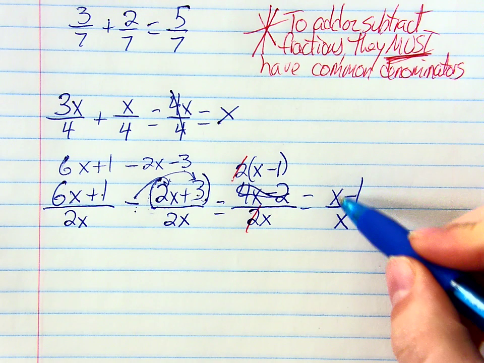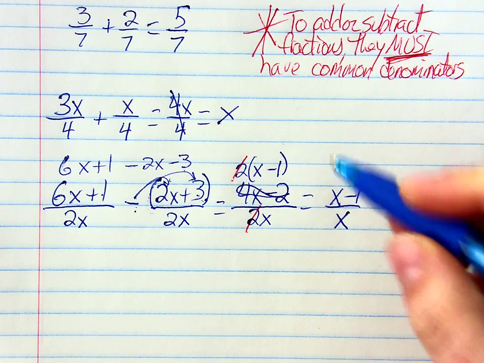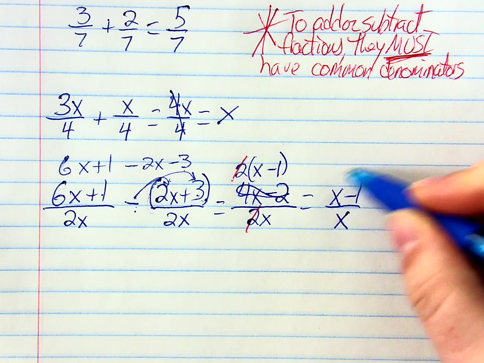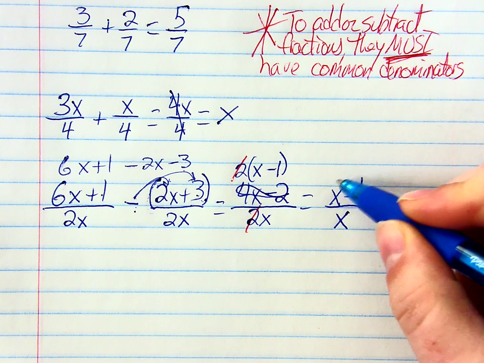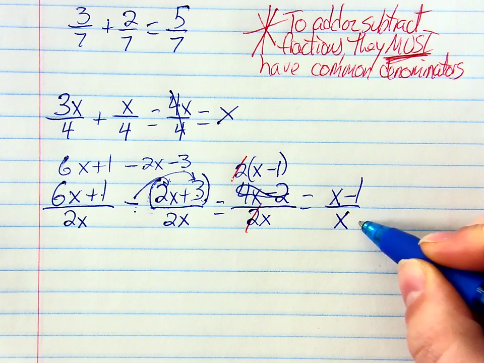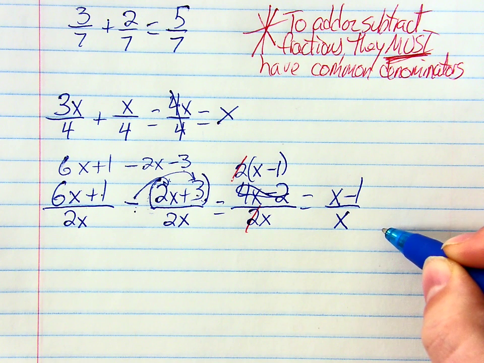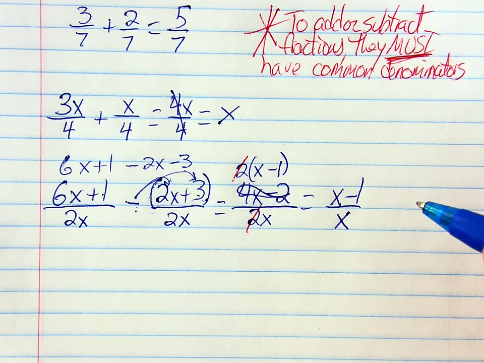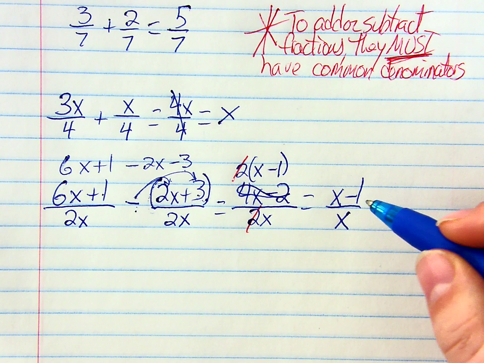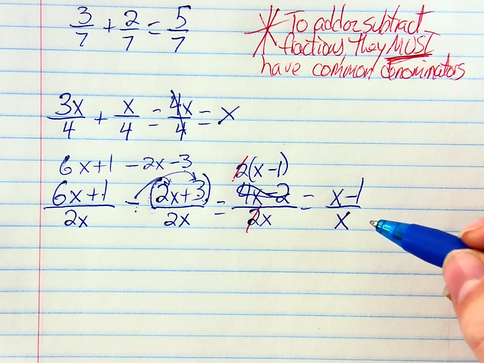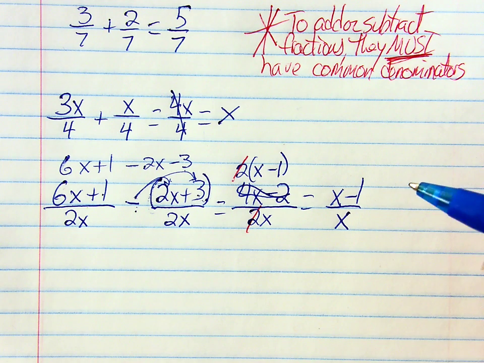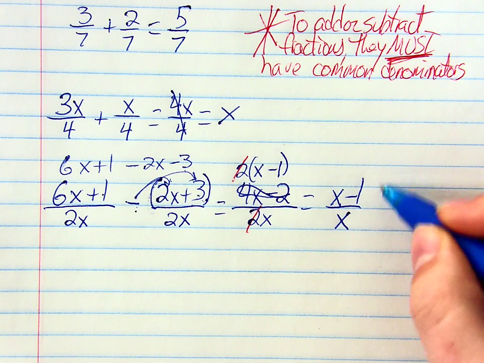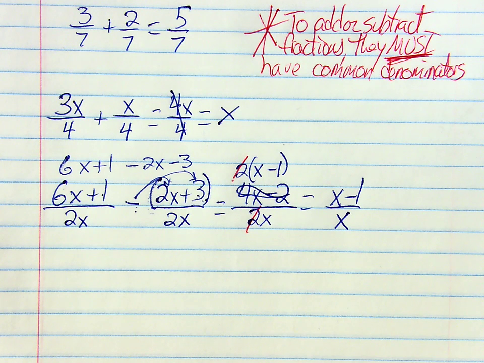You cannot cancel out those x's. Why? Because this numerator is a binomial. The only way to cancel out a binomial is if you had the exact same binomial in the denominator. So if you had another x minus 1 over here, then you could cancel, but you don't. You cannot cancel a monomial with a binomial. That's such a big no-no. So don't do that. You have to cancel binomials with binomials, monomials with monomials.